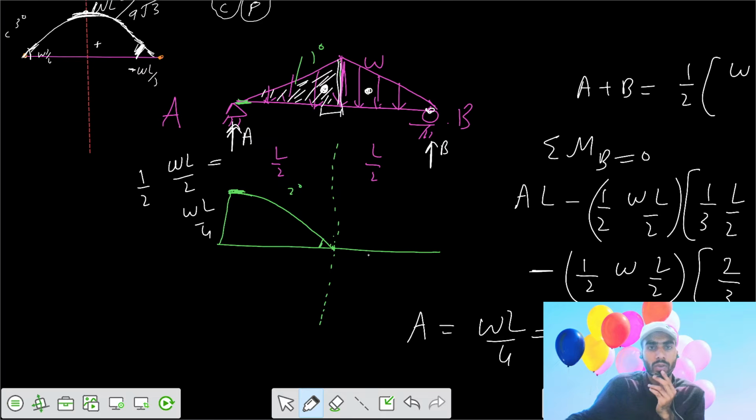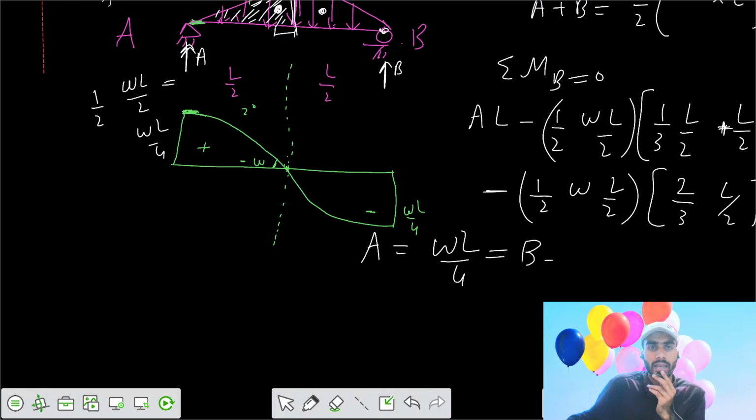Here the slope equals to W. The slope here is W minus W because the loading is downwards. Then the same curve has to be followed downwards. Say the slope here is 0. The value of shear force at point B is also WL by 4, but minus WL by 4.